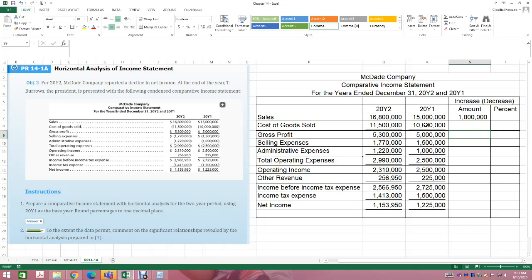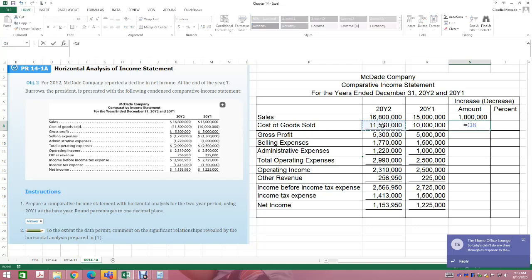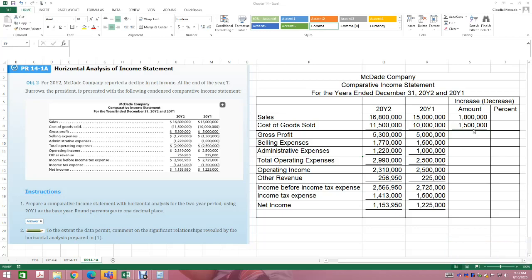Cost of goods sold. This is a cost. This is how much it costs you to manufacture the product. So you went from spending 10 million to 11.5 million. Did your cost go up or down? Your cost went up. Your cost went up by $1.5 million. So your cost increased from 10 million to 11,500,000.